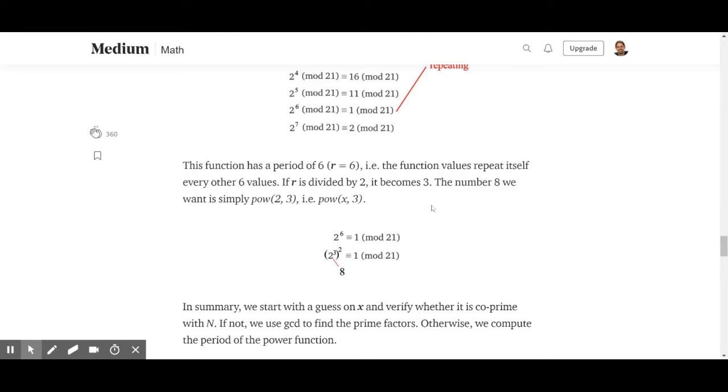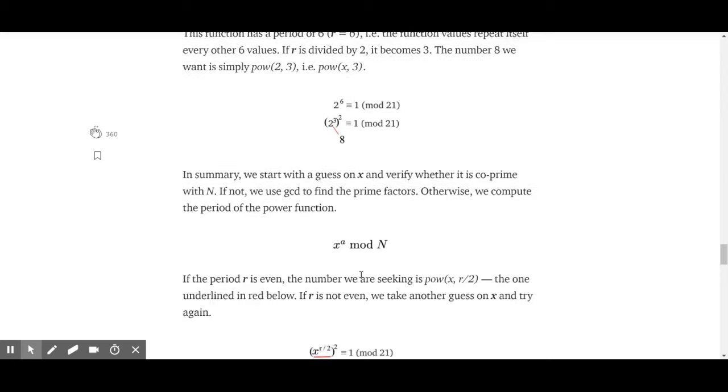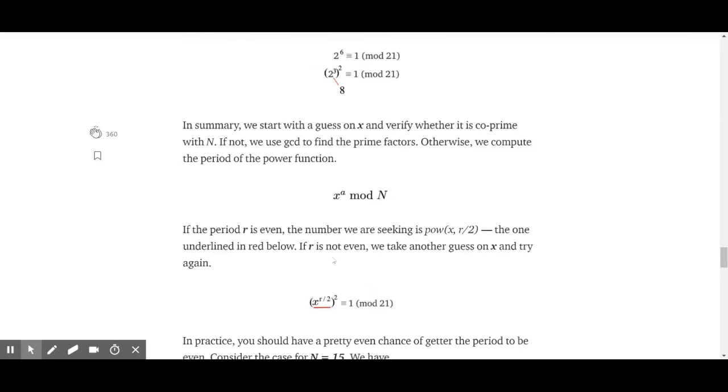So in summary, we start with a guess on x and verify whether it is co-prime with n. If not, we use GCD to find the prime factors. Otherwise, we compute the period of the power function. If the period r is even, the number we're seeking is x to the power of r divided by 2, the one underlined in red below. If r is not even, then we take another guess on x and try again.